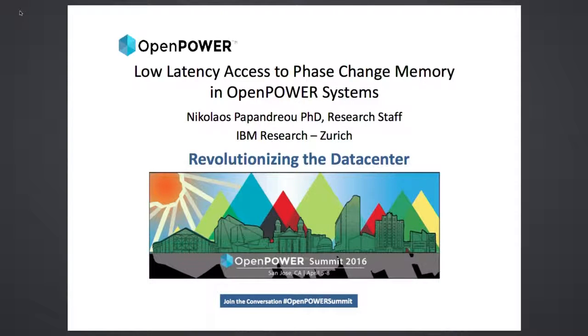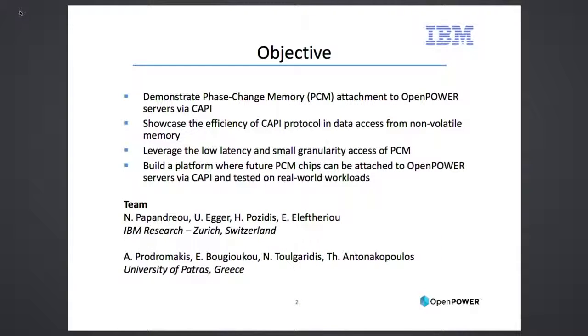And in this talk, I would like to present you our work on demonstrating low latency access to phase change memory in OpenPOWER systems using CAPI. So the objective of this project is to demonstrate phase change memory attachment to OpenPOWER servers via CAPI, and in particular to showcase the efficiency of CAPI protocol in data access from non-volatile memory, and also leverage the low latency and small granularity access of PCM.